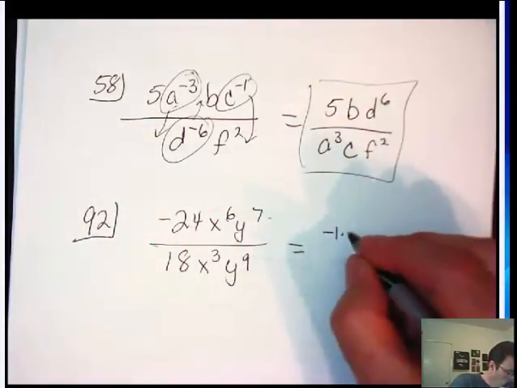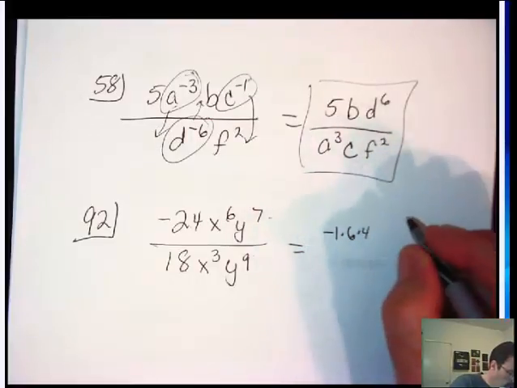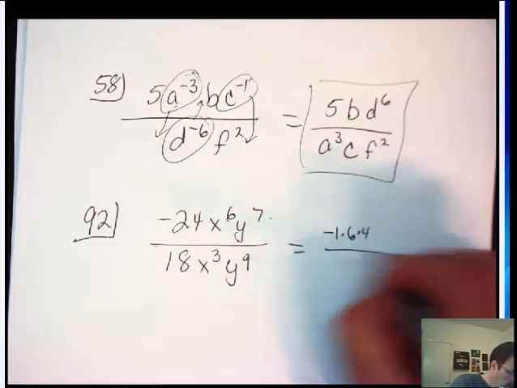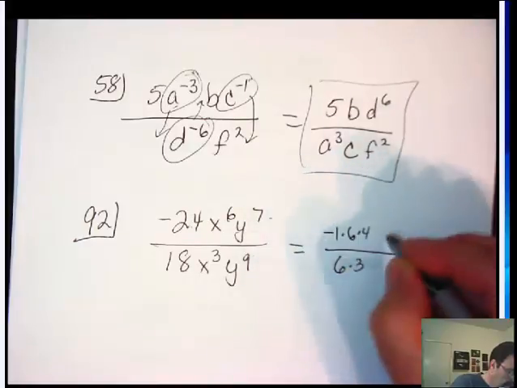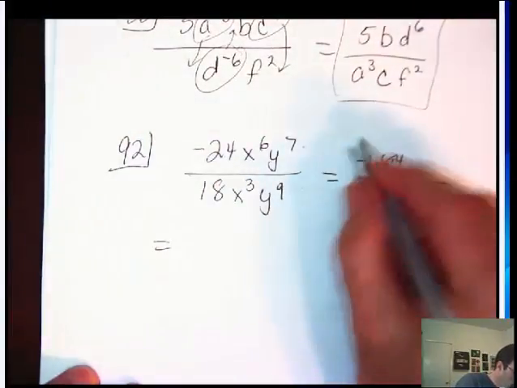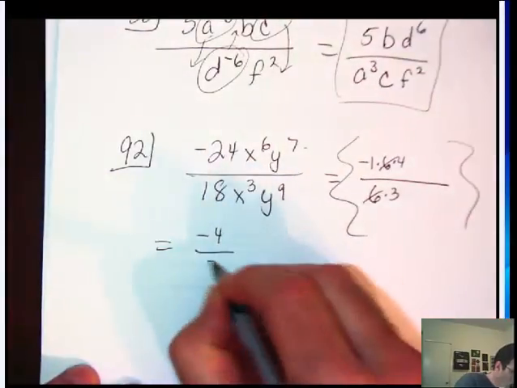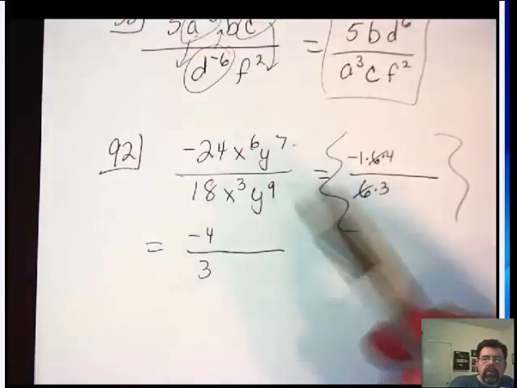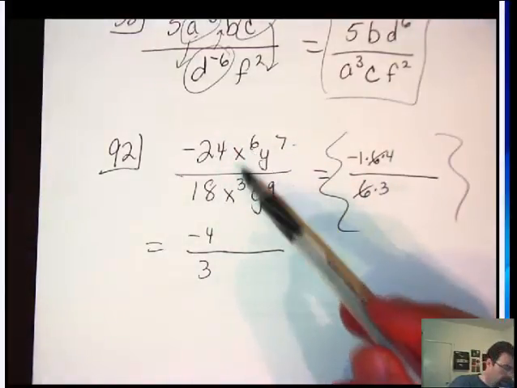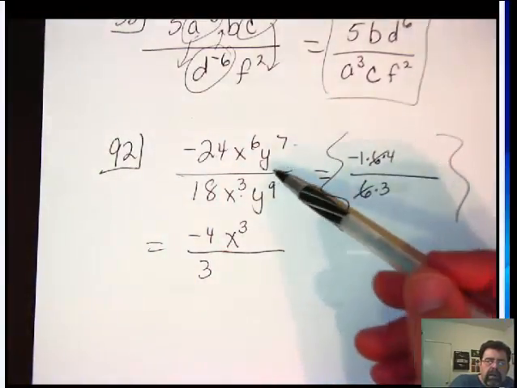So if I think of 24 as, let's see, 6 times 4 and 6 times 3. I can cancel the 6's, so I'm going to divide a 6 out of both of those. So that was scratch work. So I got negative 4 on top over 3. So that's the numbers. Now I'm going to use my exponent rule. 6 minus 3 is 3.